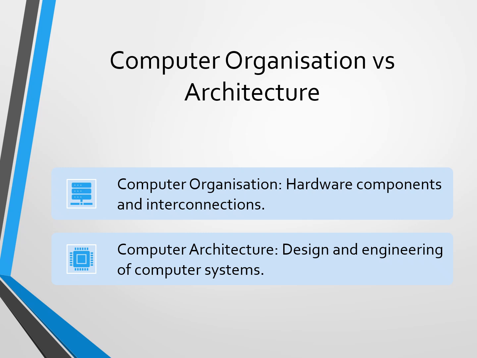So what is the difference between computer organization versus architecture? Computer organization is, like I said, the hardware components, which could be CPU, mouse, keyboard, monitor, and their connections or interconnections. Computer architecture, on the other hand, means design and engineering of computer systems. Okay, those are two different terms with two different meanings.